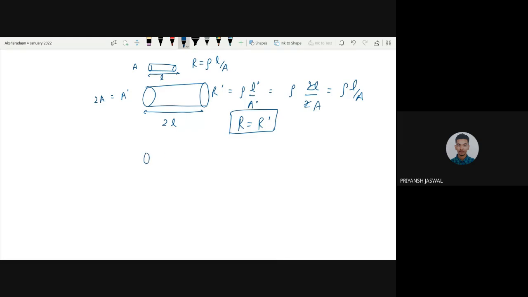And if, let's say, the length of the thinner conductor is reduced further.